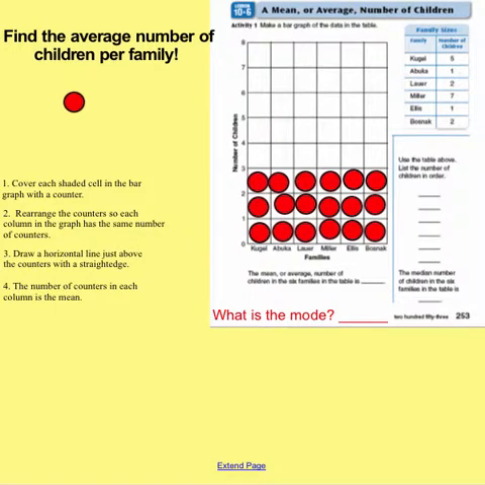Great job, Mrs. G. All leveled off. Well, do you know what you've just done there? No, what did I do? You've kind of made it so that we can find the average number of children per family.